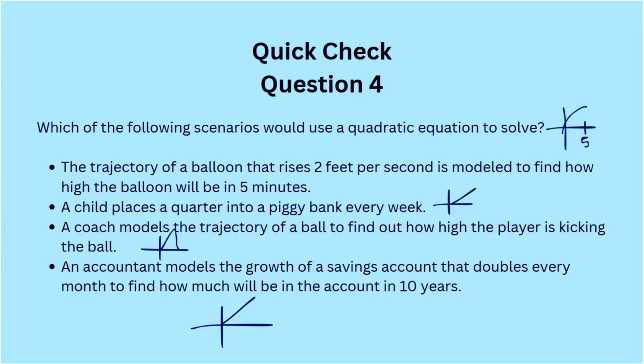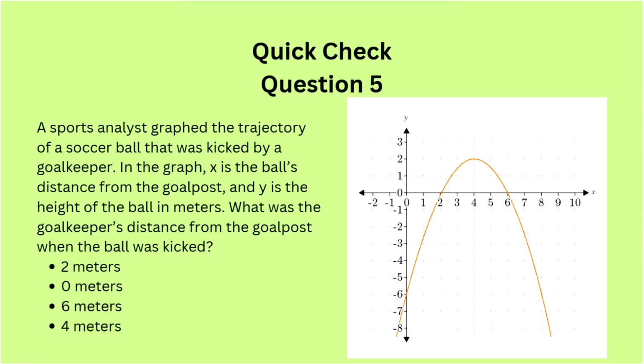All right. Here's quick check question number 5. A sports analyst graphed the trajectory of a soccer ball that was kicked by a goalkeeper. In the graph, x is the ball's distance from the goalpost. So this is distance. And y is the height of the ball in meters. And this is height. Height is a really weird word.